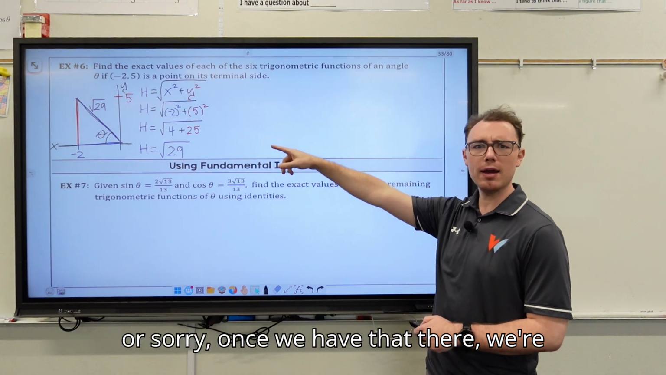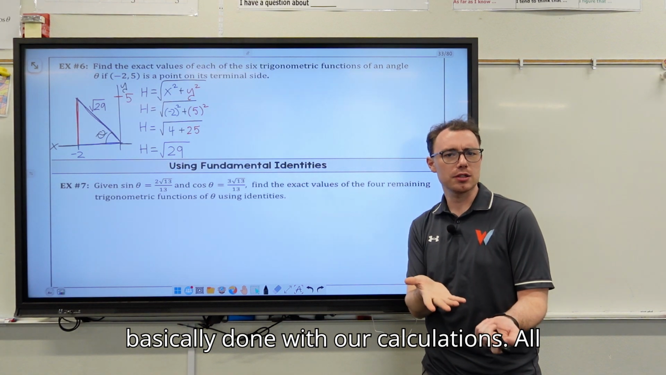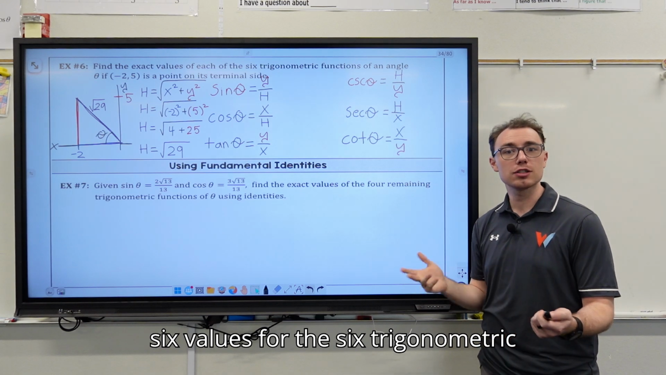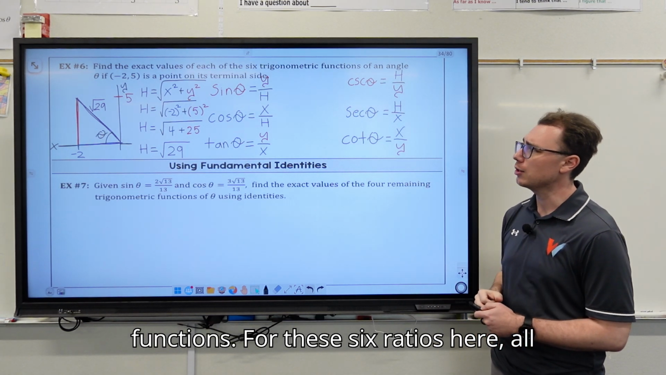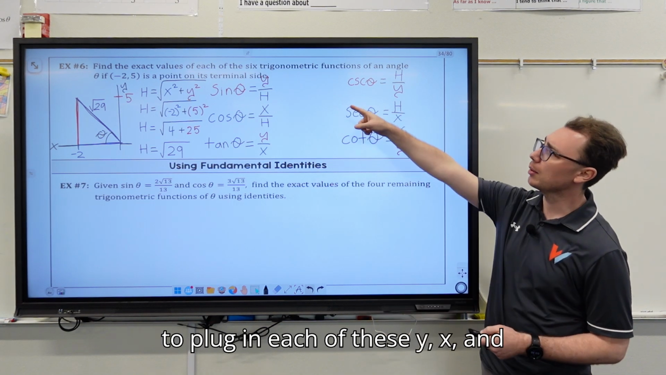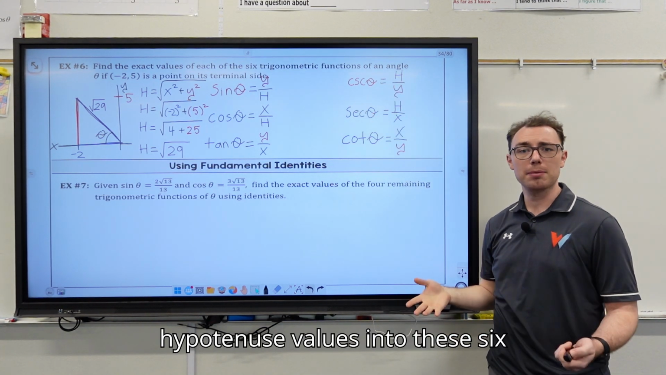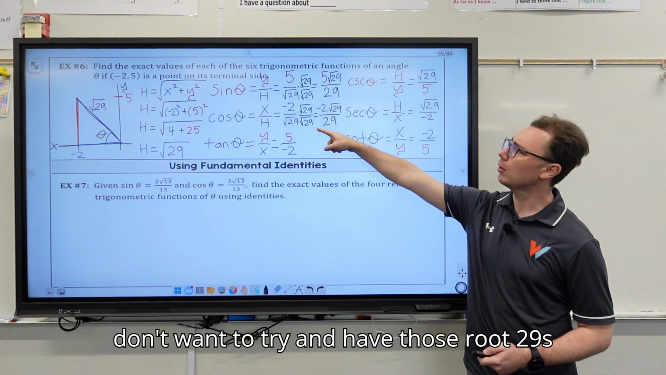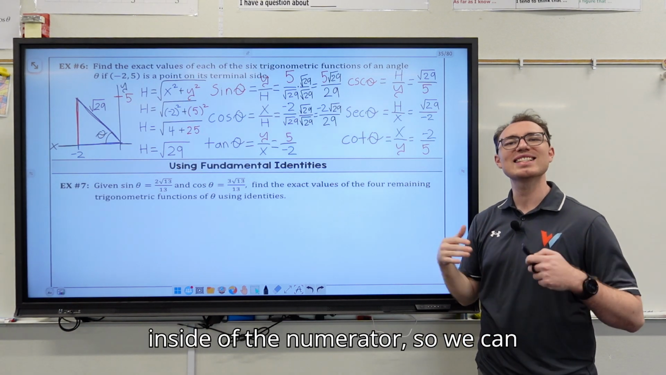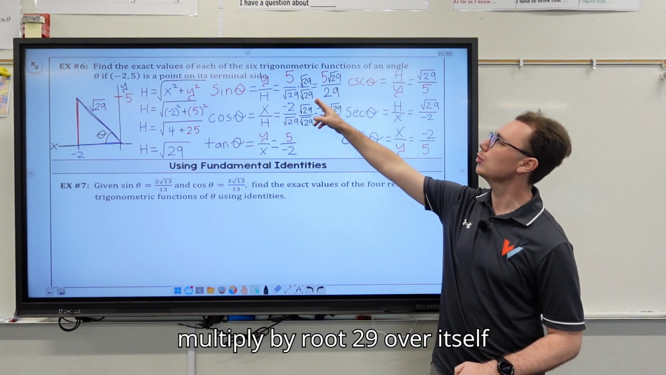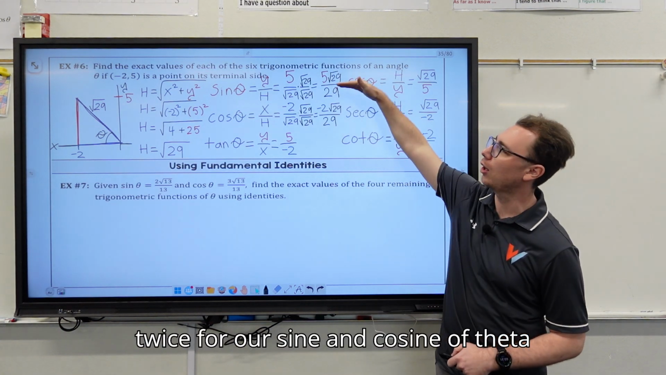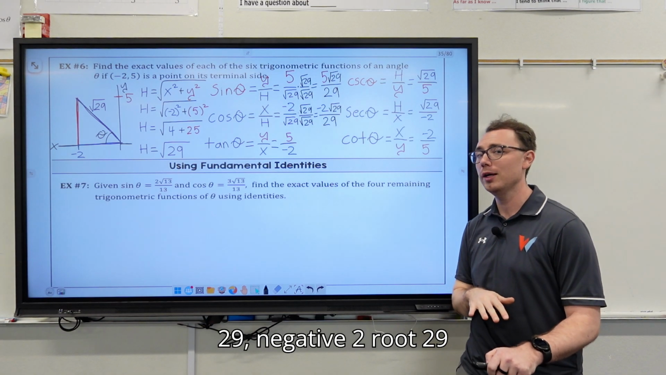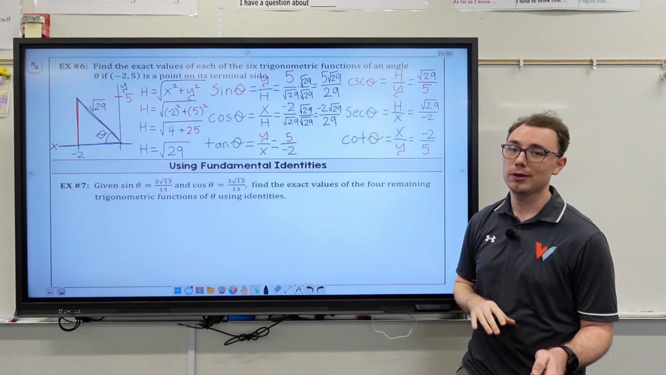Once we have that there, we're basically done with our calculations. All we need to do is plug and chug out these 6 values for the 6 trigonometric functions. For these 6 ratios here, we want to plug in each of these y, x, and hypotenuse values into these 6 fractions. As a reminder, we don't want to have those root 29s inside of the denominator, so we can multiply by root 29 over itself twice for our sine and cosine of theta values to get 5 root 29 over 29, negative 2 root 29 over 29.